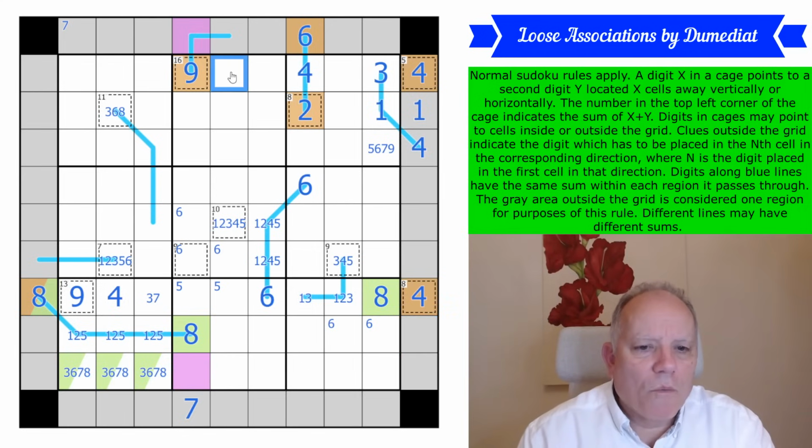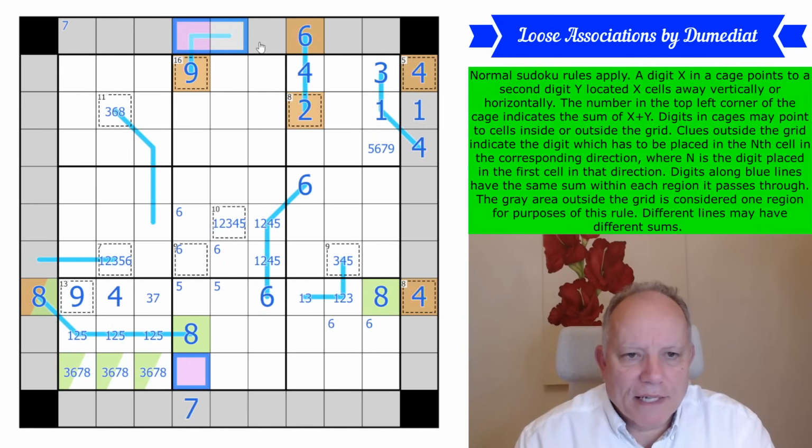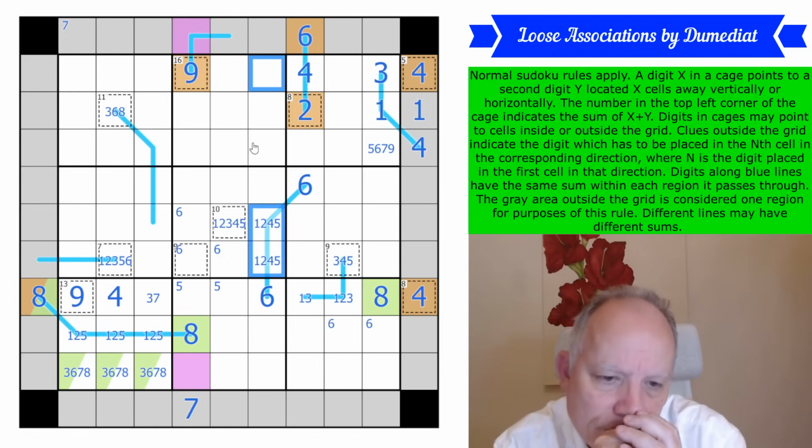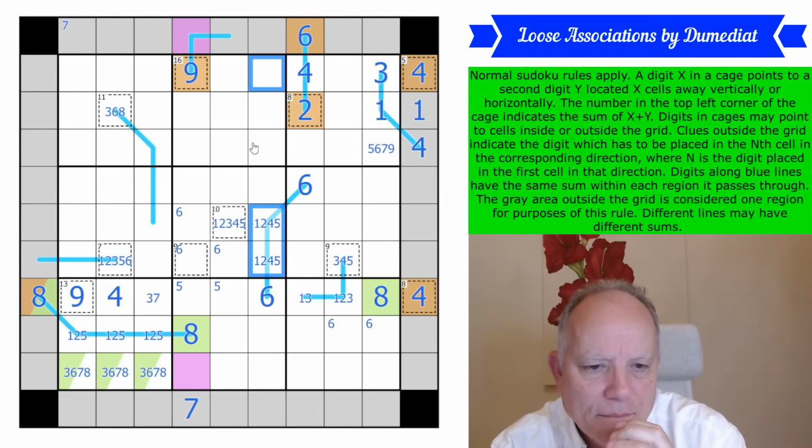This can't be a 1. I'm thinking about 1 in the top row now. This can't be a 1 because that would be a 1 and this would be an 8 and purple would be an 8. That's not possible. So this can't be a 1. Now this being a 1 would force that to be 2-4, which might be interesting, but probably isn't.